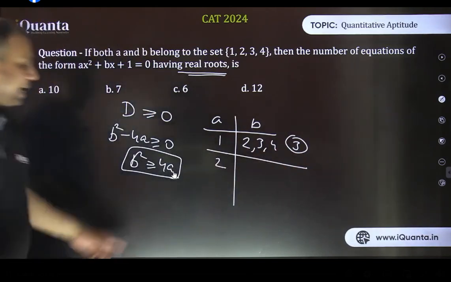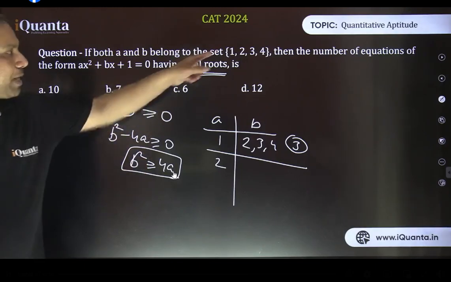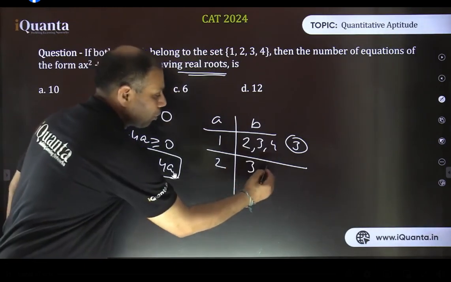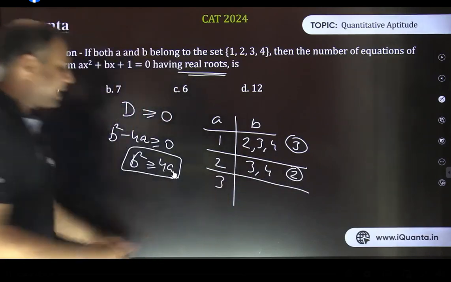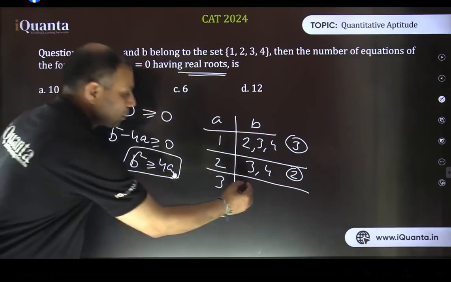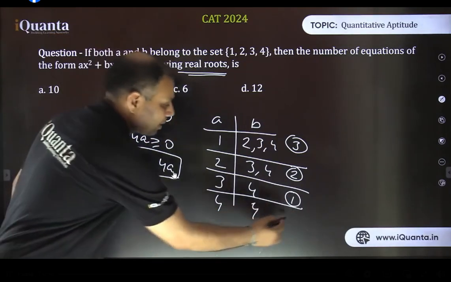Next case, if I take a = 2, then 4 into 2 is 8. Now b² must be greater than or equal to 8. So b = 1 won't work, b = 2 won't work, but b = 3, that is 3² = 9, will work. So b can be 3 or 4. 2 values here. Next case, if I take a = 3, 4 into 3 is 12. So for this case, b² must be more than 12. So only b = 4 will work. So 1 value here. And finally, when a = 4, in that case also only b = 4 will work.